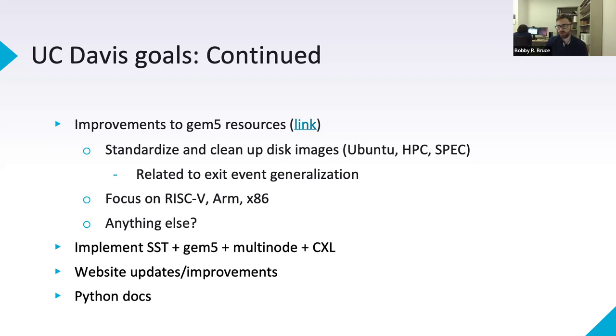That also runs into our boot camp and our tutorial coming up. We want to revamp a lot of the materials that we share and give out to the community to make sure they're really up to snuff. And Python documentation as well. We have Doxygen, we have some C++ documentation, but the Python side of gem5 is really growing. I would argue it's growing a bit faster than the C++ side.